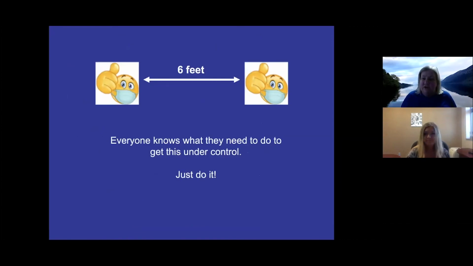And now I'm changing my little message here. I mean, I think by now everyone knows what they need to do to get this under control. We just need people to do it. And it would really help get it under control. So that's the update for this week.